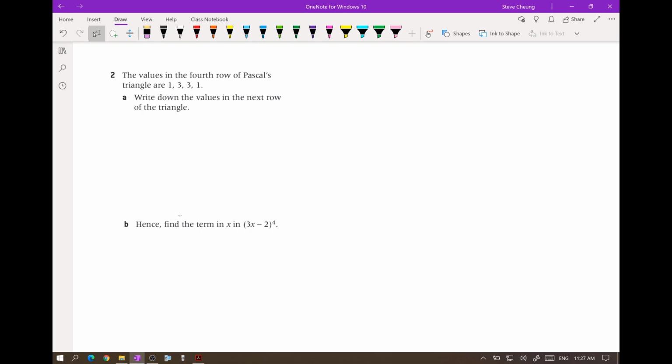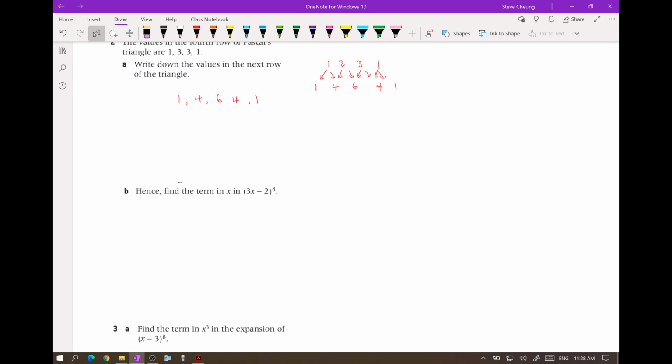We're given the values in the fourth row of the Pascal triangle. Write down the values in the next row. So the pattern of the triangle looks like this. The side entries just get carried down, and each of the middle entries is the sum of the previous two terms on the top. So it will look like this, making sure that they're symmetrical.